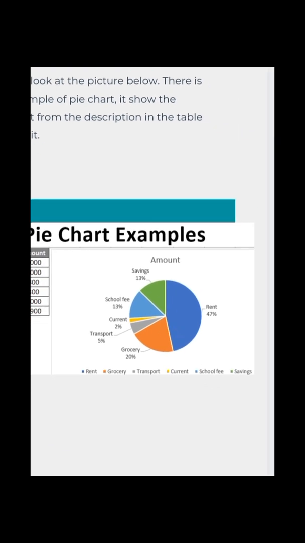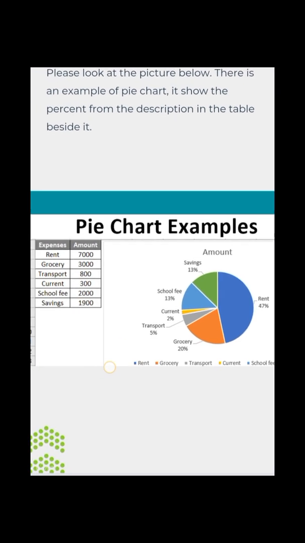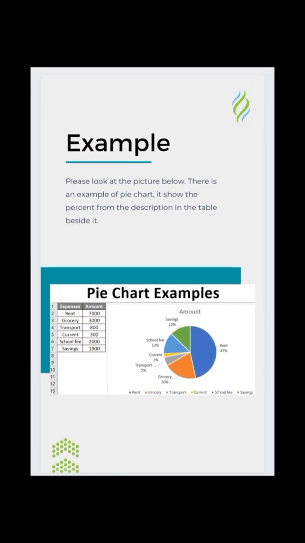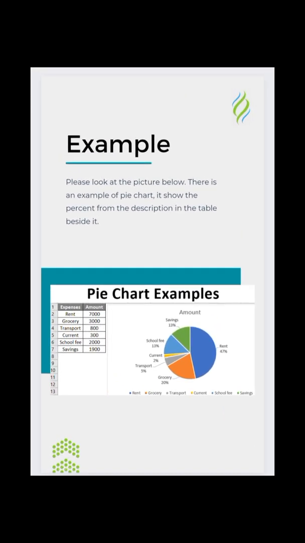And it made a pie chart of, not the amount but the percentage, with rent 47%, savings 13%, school fee 13%, current 2%, transport 5%, and grocery 20%.